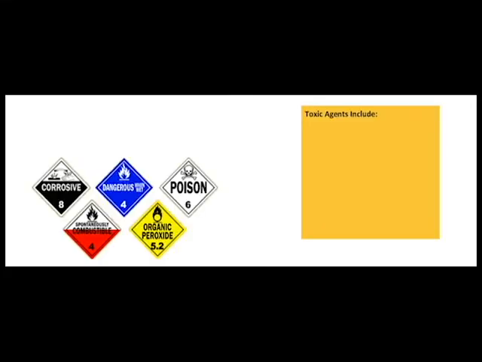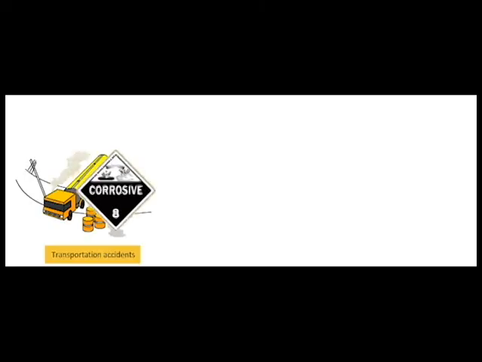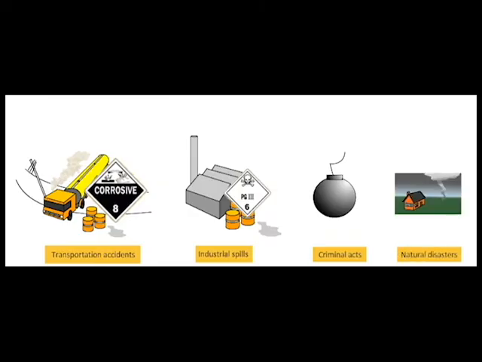Contamination can occur in a variety of ways from a diverse group of toxic agents. Some examples are household cleaners and industrial chemicals, pesticides and herbicides, petroleum products, biological hazards, and radioactive materials. The most common cause of contamination is human error, especially during the handling and storage of these materials at fixed facilities such as a residence or workplace. Contamination can also occur from transportation accidents, industrial spills, criminal acts such as illicit drug manufacturing, and natural disasters.